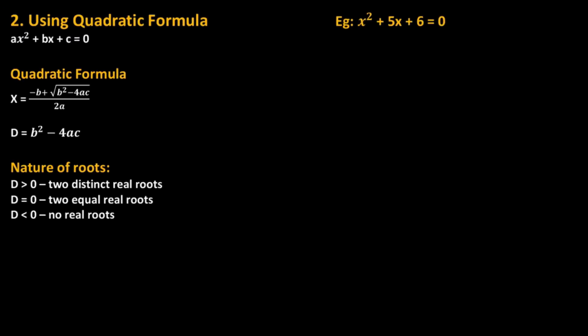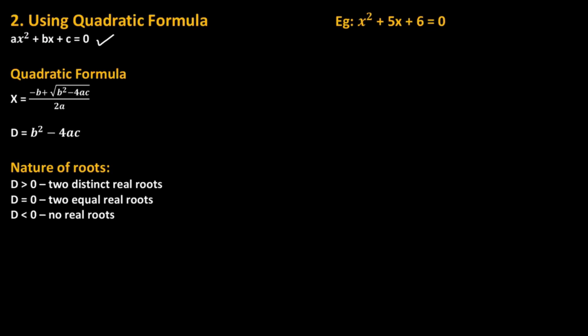The next method is using the quadratic formula. We already know the standard form of the quadratic equation is ax square plus bx plus c is equal to 0. This is our standard form. Using the quadratic formula, we can easily solve the quadratic equation, right?